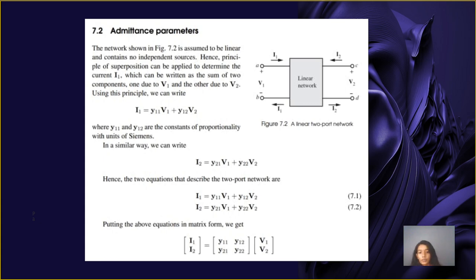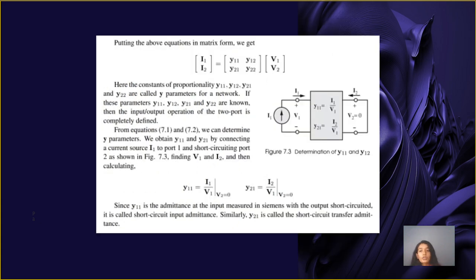In a similar way, we can write I2 equals Y21 V1 plus Y22 V2. Hence, the two equations that describe the two-port network are those for I1 and I2. Putting the above equations in matrix form, we get it in this manner. So, the constants of proportionality, that is Y11, Y12, Y21 and Y22, are called the Y parameters of the network. If these parameters are known, then the input-output operation of the two-port is completely defined.